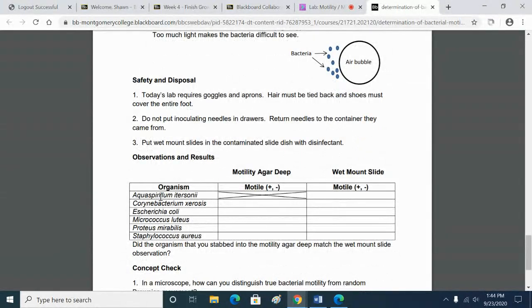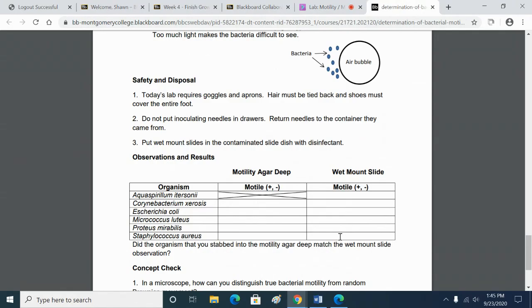So I just told you the aquaspirillum is very motile. You'd see it wiggling around. Arthrobacter, I mean Corynebacterium xerosis, remember it's sticky, it's clumpy, so you won't see anything except for the bacteria just sitting there. E. coli is motile, so you see them moving around on their own. Micrococcus, no, right, because they're clustered, so they just kind of vibrate around. Proteus mirabilis, remember Proteus, peritrichous flagella, so yeah, it'll be moving around like crazy. And then Staph aureus, staph, they're clustered, so again, it's just Brownian.